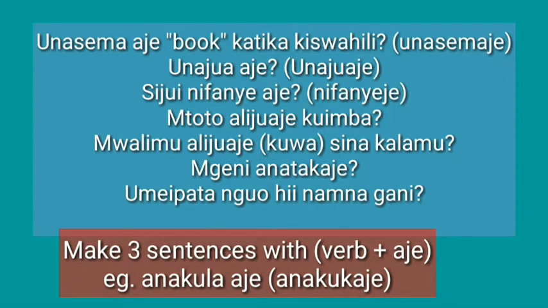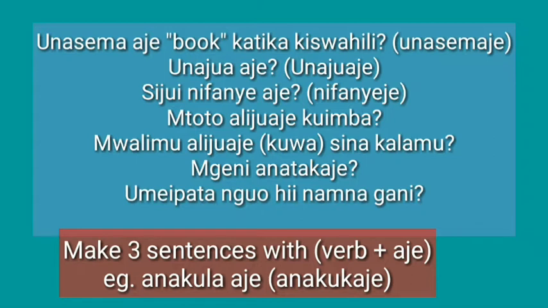Mtoto alijuaje kuimba from alijua aje. Mwalimu alijuaje (kuwa) sina kalamu from alijua aje, and kuwa is optional, that's why I put the brackets. Mgeni atakujaje, how will the visitor come? Mgeni atakuja aje, mgeni atakujaje.